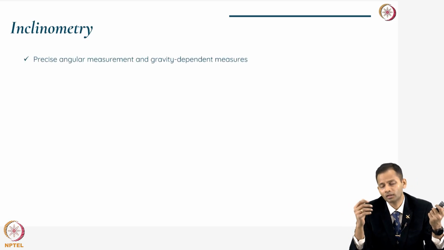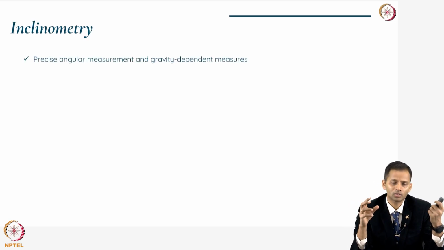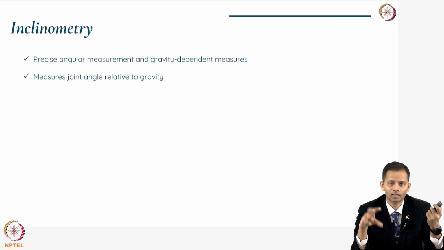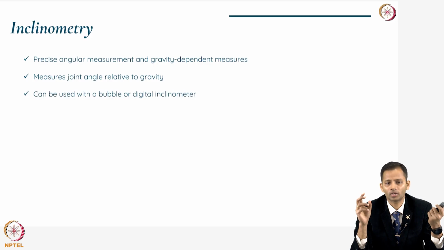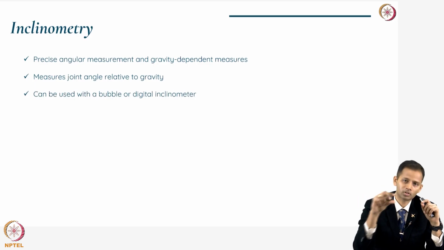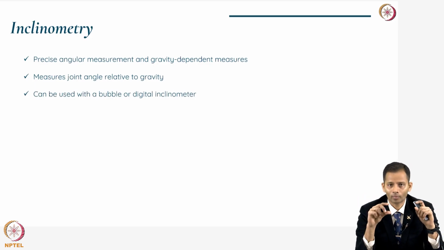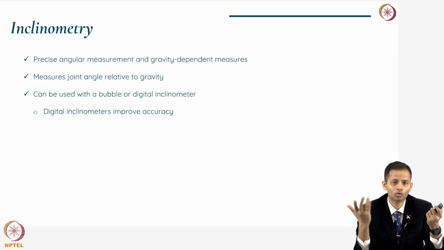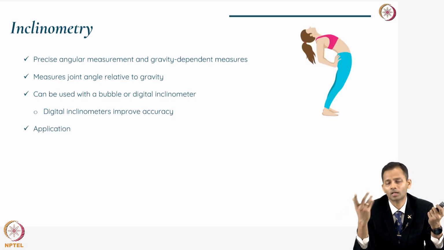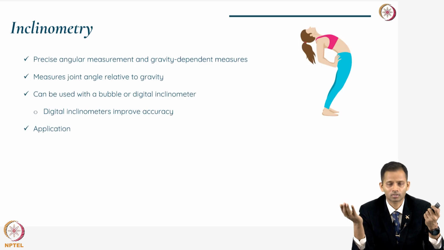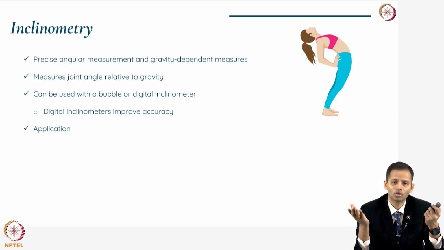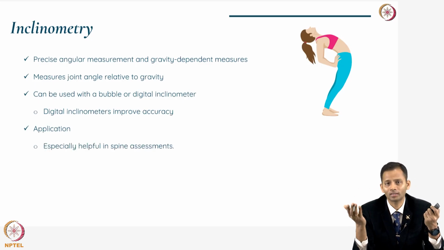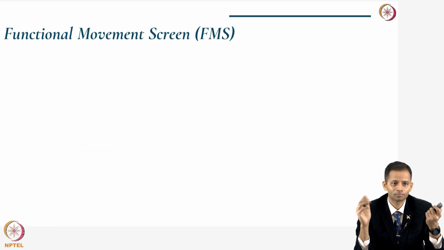Moving on next to the inclinometer. Inclinometer is again an angle measurement device, but it is a gravity dependent measure. It has two types. It can be used with a bubble which shows the level, which you will have to maintain based on gravity, and the other one is the digital level. The digital level obviously becomes more accurate in giving you objective data, and in terms of application, it is more commonly used or helpful in measuring spine assessments.